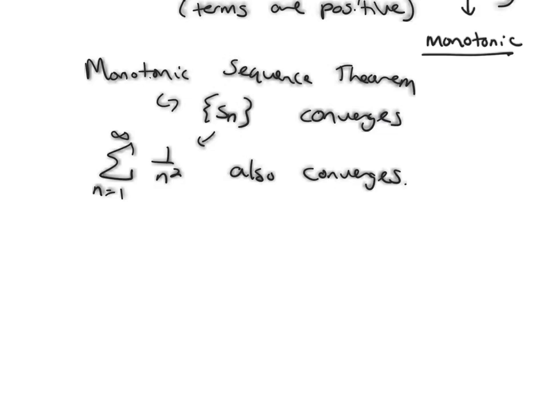Let's look at something very similar to this last example. I'm going to change it up just a little bit. We're going to look at the series n equals 1 to infinity, 1 over the square root of n. So that's 1 over n to the 1/2. Again, this isn't a geometric series. It's not a telescoping series. So right now, we have no way of knowing if this converges or not.